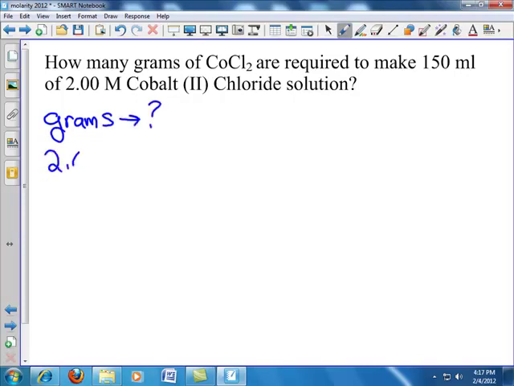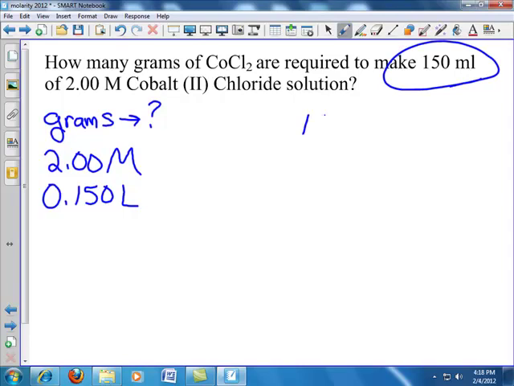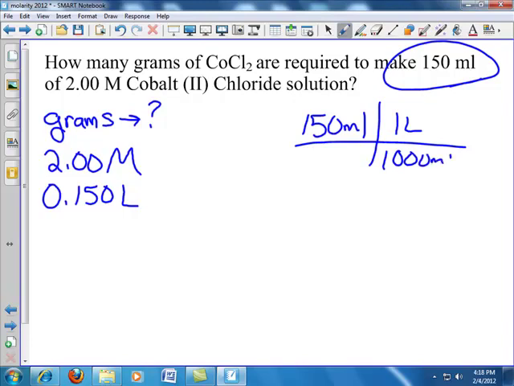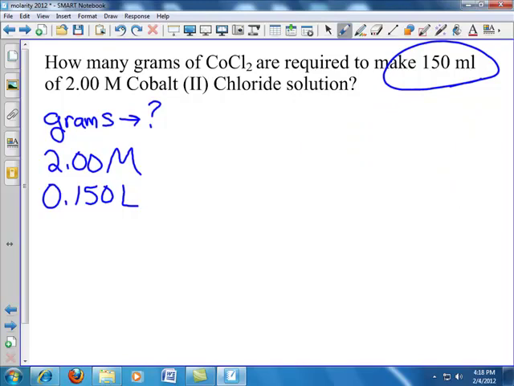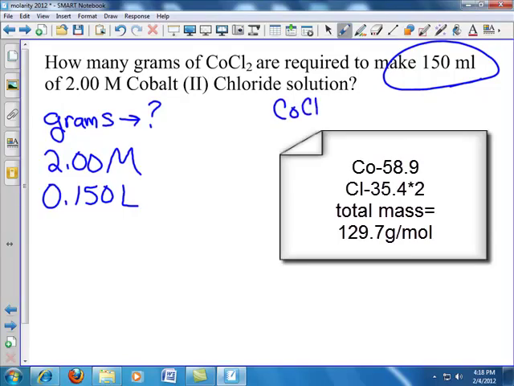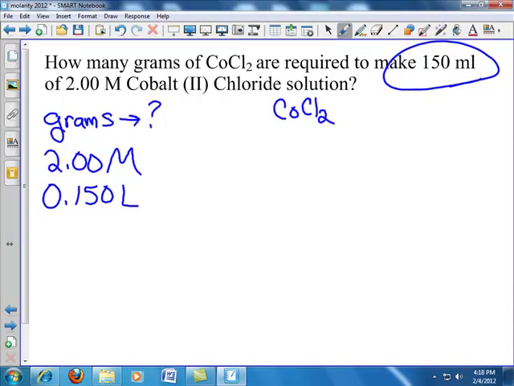I have a 2.00 molar solution, and I have 0.150 liters of it. And again, I'm making this calculation of 150 milliliters times 1 liter all over 1,000 milliliters. I'm just doing that in my head. I never really want to see that. I don't want to see it. It should not be there. You should be able to do that in your head. So the only thing that you're going to have to do as a side calculation is come up with the molar mass of cobalt chloride. And again, that's something you can do on your calculator.